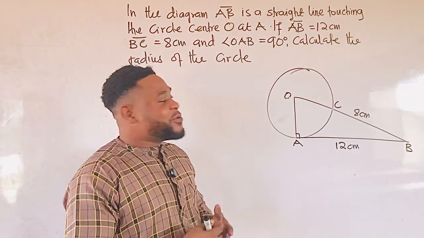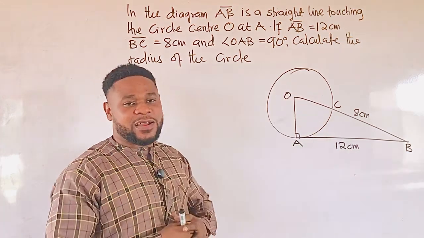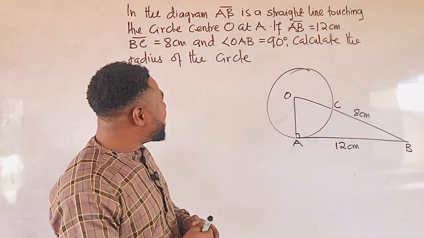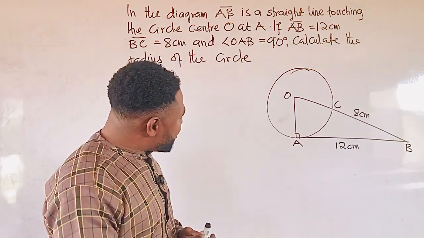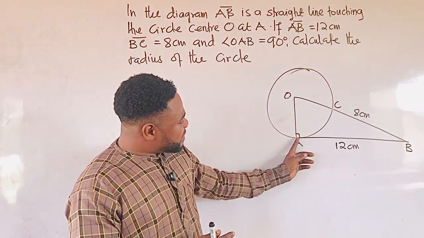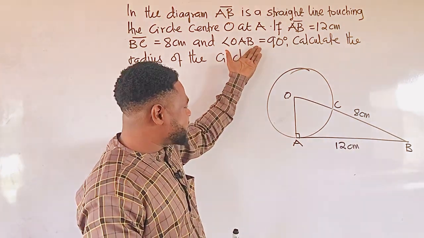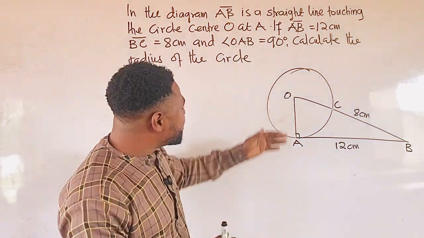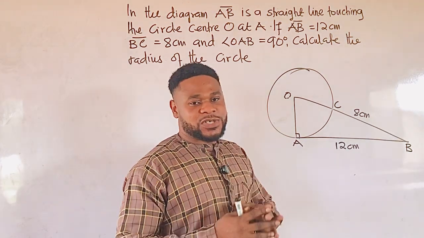Hi viewers, we have a nice diagram on the board, and from this diagram we have been asked to find the radius in this diagram. Viewers, we can see that the angle at A is 90 degrees, that is given in the question, which makes triangle OAB a right angle triangle.